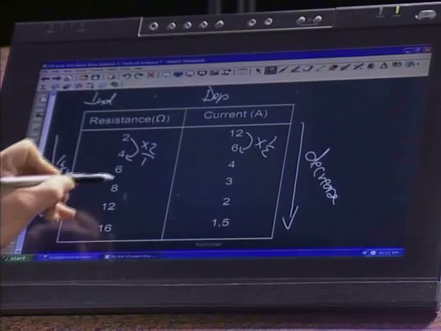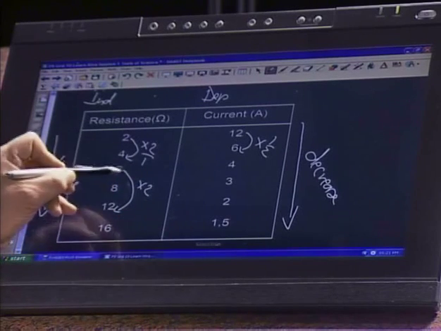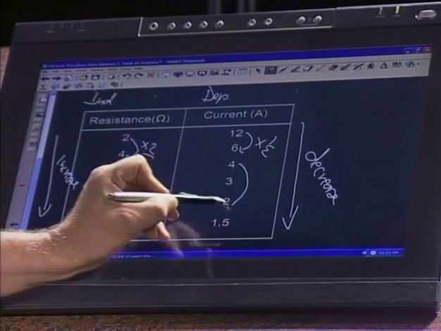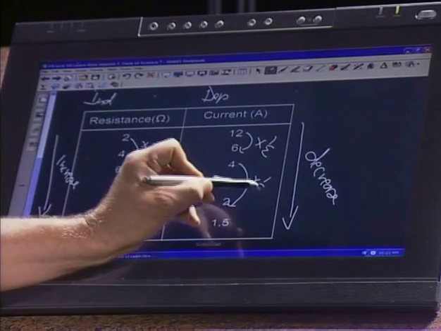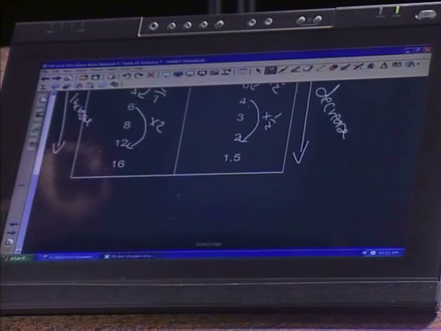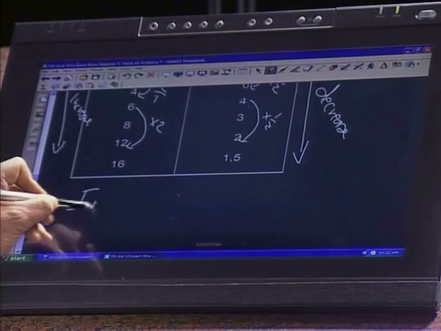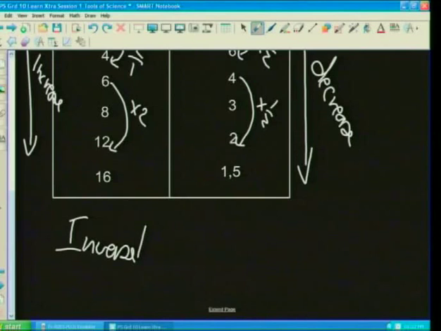So the relationship here, let's test it. Let's try another one. 6 goes to 12. That's also multiplied by 2. Let's see what happens. From 4 to 2, multiply by half. Oh, looks like we've got the relationship. This isn't a directly proportional relationship, but it's known as inversely proportional.